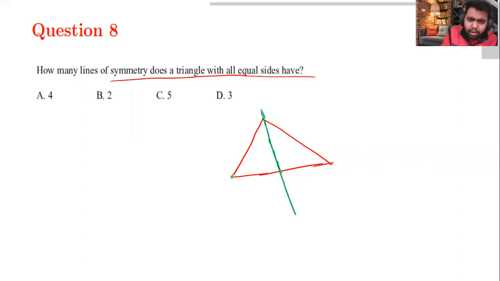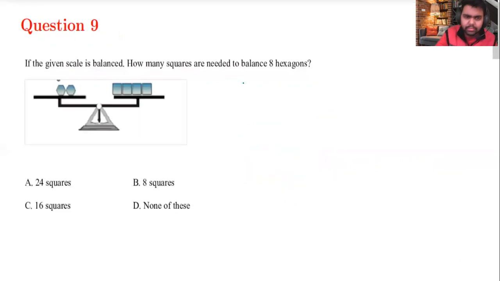And from all vertices, from all the corners, I could make this kind of median. Like this also I could make and could divide my triangle equally. And like this also I could make and could divide my triangle into equal parts, right? So 3 lines of symmetry are possible there. So D is my answer.